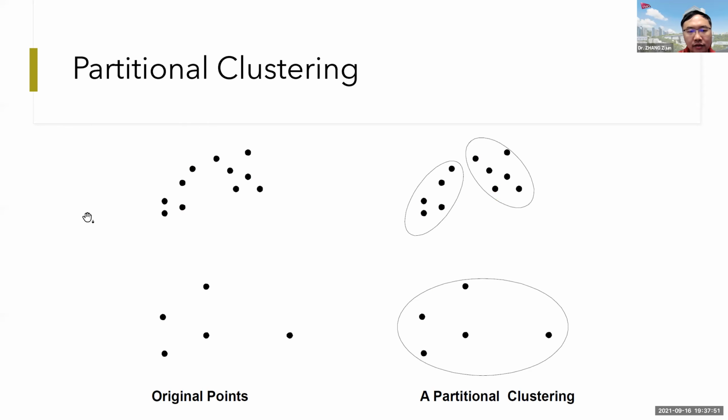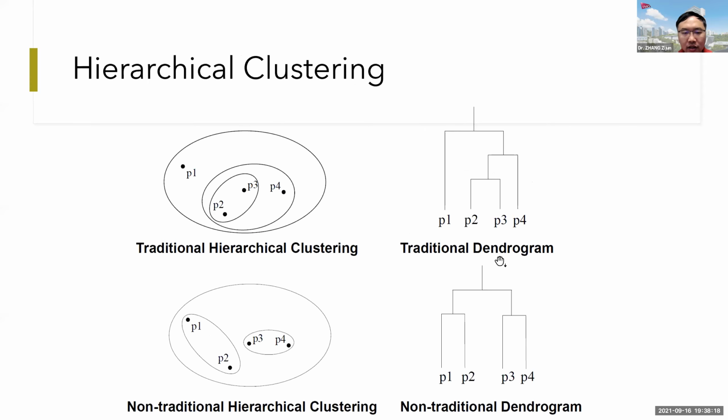Here is some graphical illustration of partitional clustering. Given the original data set, we have those data points distributed across this two-dimensional space. Then partitional clustering is where we split or separate it into a number of clusters which are not overlapped. So this shows partitional clustering.